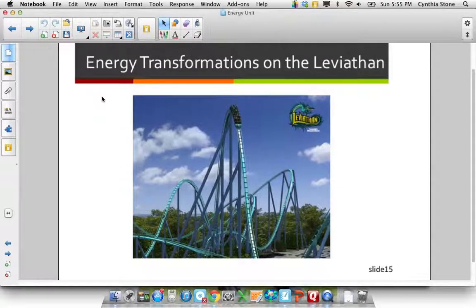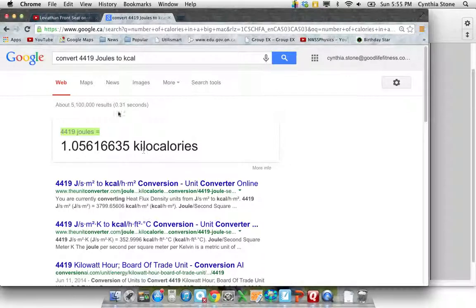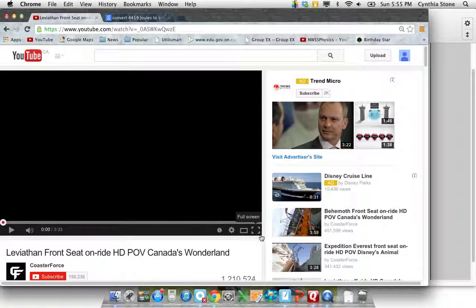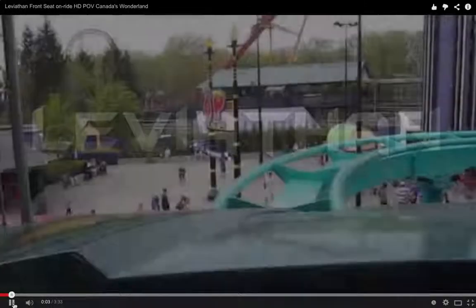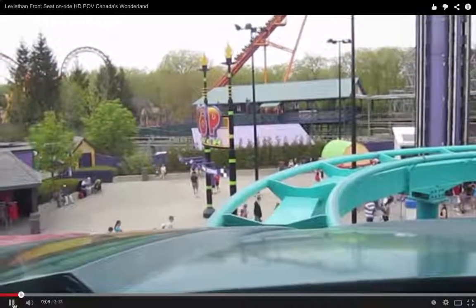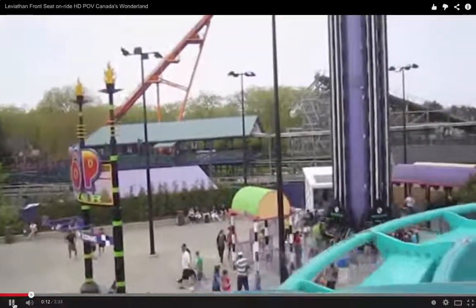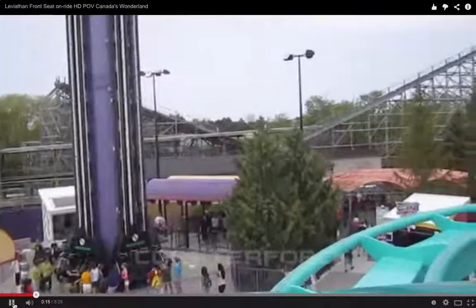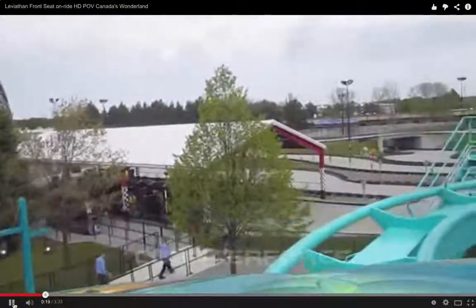So let's look at the Leviathan, and we'll talk about the transformations that occur during the ride, and that's why I have this open on my screen here. While you watch, think about the energy transformations that happen. It doesn't look like it's attached to a chain yet, so I don't actually know what starts it. But watch, it's interesting. I don't know what causes it to move now.